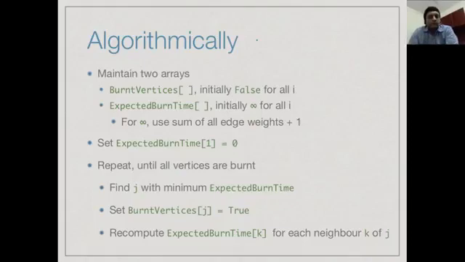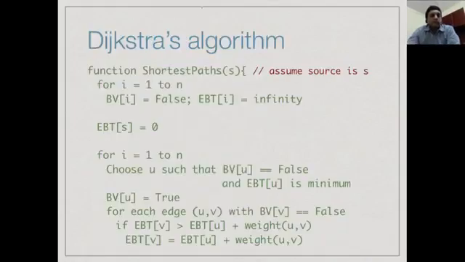Now we start with the source vertex, which we assume is 1, set its expected burn time to 0, and now we repeatedly look at the smallest expected burn time, burn it next, and reset the expected burn time for all its neighbors to the minimum of the current burn time of that neighbor and the value of the burn time through this vertex. Okay? So this is a very simple algorithm. So here it is in pseudocode.